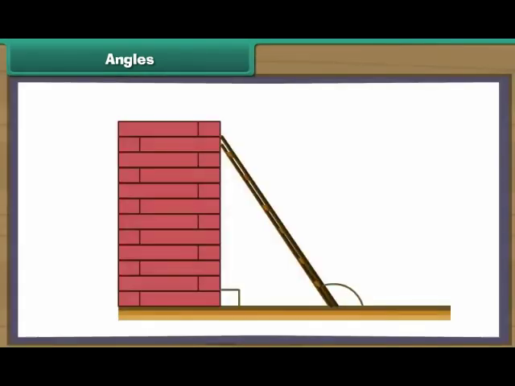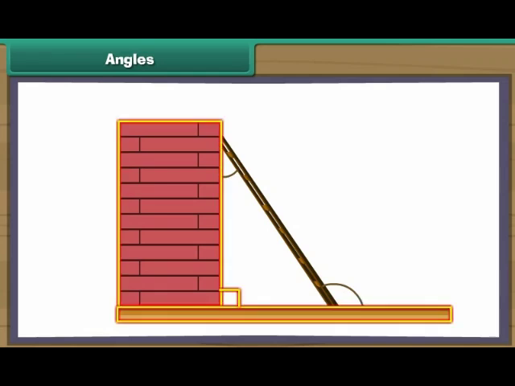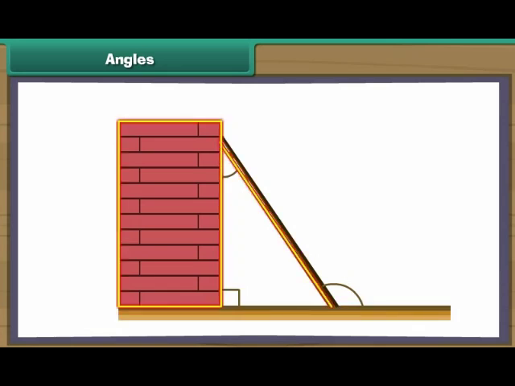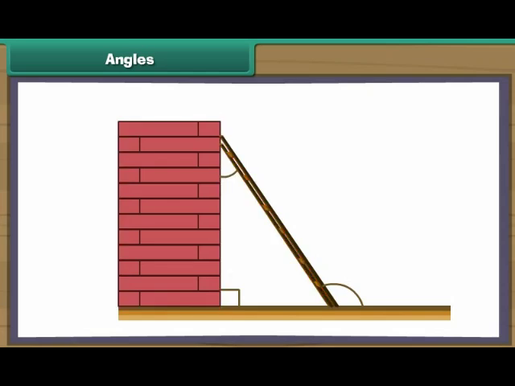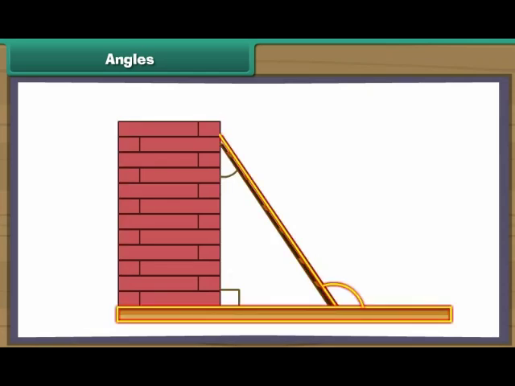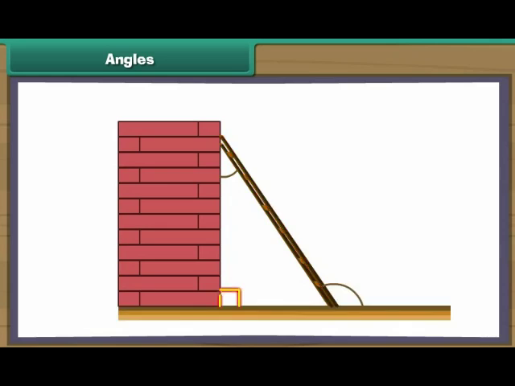Look at this scene. In this, a ladder is standing against the wall. Let us look at 3 angles. First, the angle which the wall makes with the ground. Second, the angle which the ladder makes with the wall. Third, the angle which the ladder makes with the ground. Let us begin with the angle that the wall makes with the ground. The ground acts as the base and the wall as the vertical line.